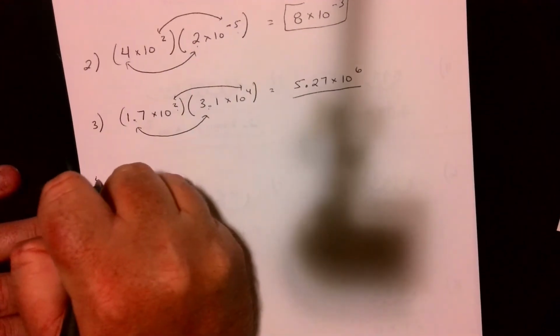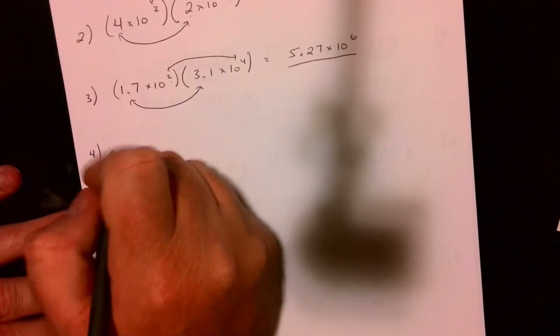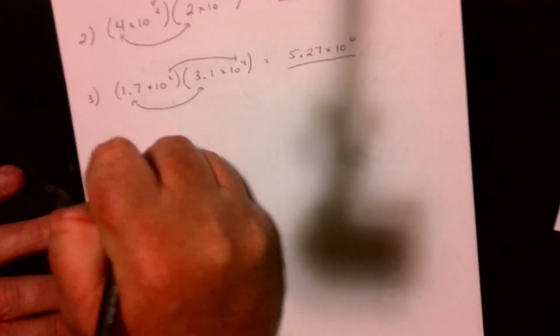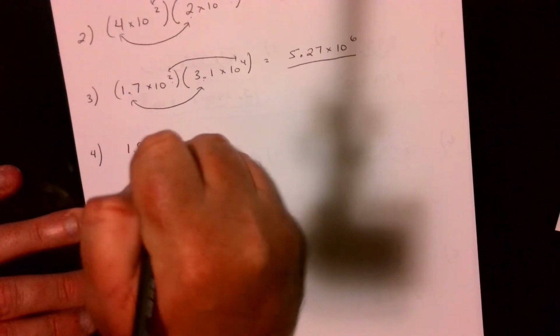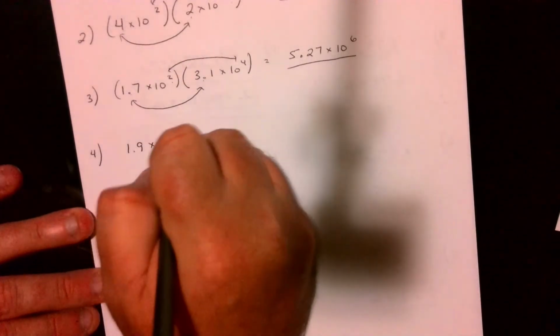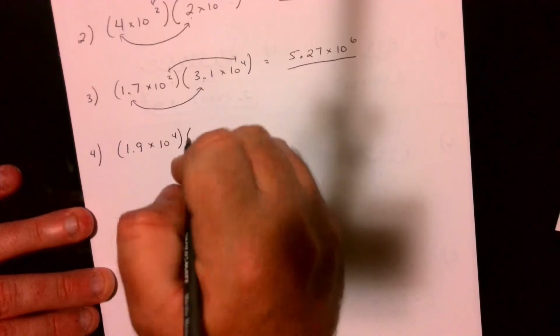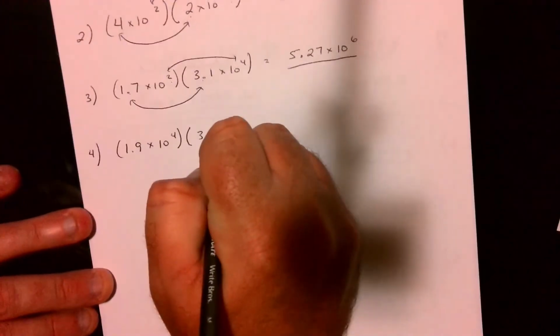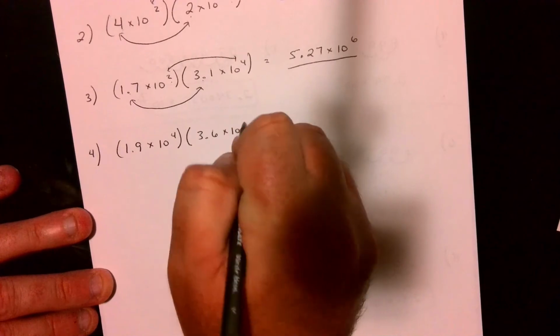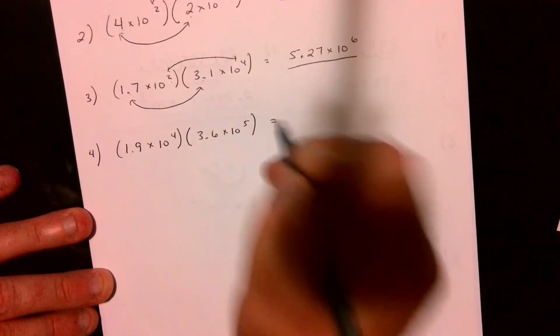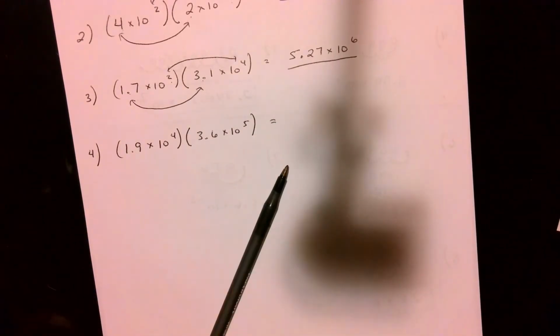Okay? I want you to try one of these, and then I'm going to get to the crazy stuff. So 1.9 times 10 to the 4th, and let's times that by 3.6 times 10 to the 5th. Okay? So you try that one real quick.